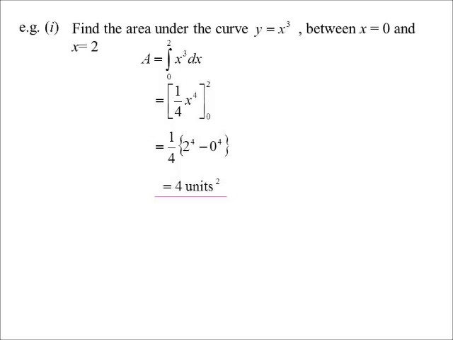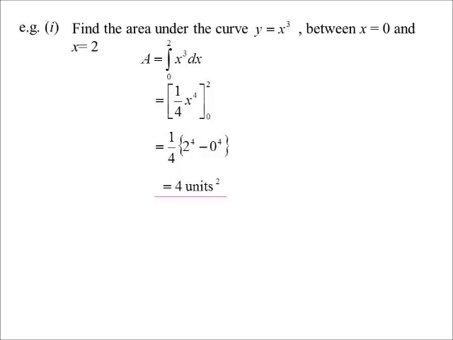X cubed, does anyone know what that's called? Integrand. That's an integrand. A quarter x to the 4, do you know what that's called? The primitive function. There you go, that's a primitive function.